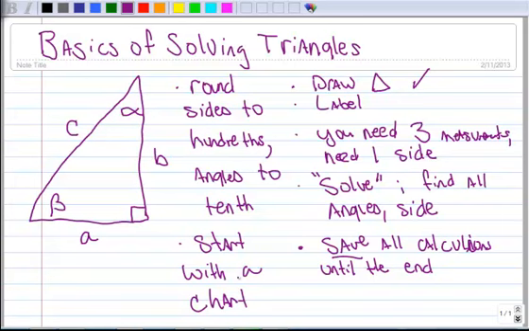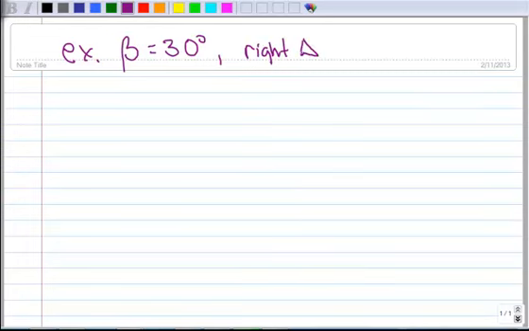Okay. So there's the basics of solving, and let's go ahead now and do an example and see how all of this works. All right, so we have, in this example, beta is 30 degrees, and we know it's a right triangle. That's a little symbol for triangle. And we know C is 10, and we want to solve the triangle.